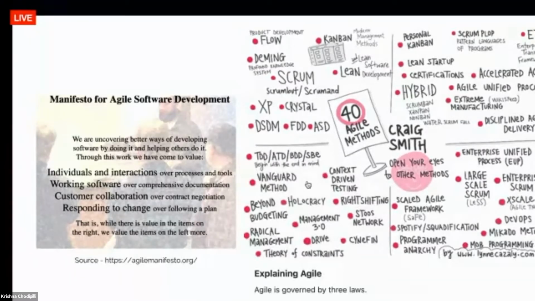Okay. In the name of Agile, there are 40 different methods. Steve Denning wrote a wonderful article in Harvard Business Review. I would recommend you go and look at it. In 2016, I believe he counted, he has a lovely picture of those 40 different Agile methods. And there are hundreds of practices.